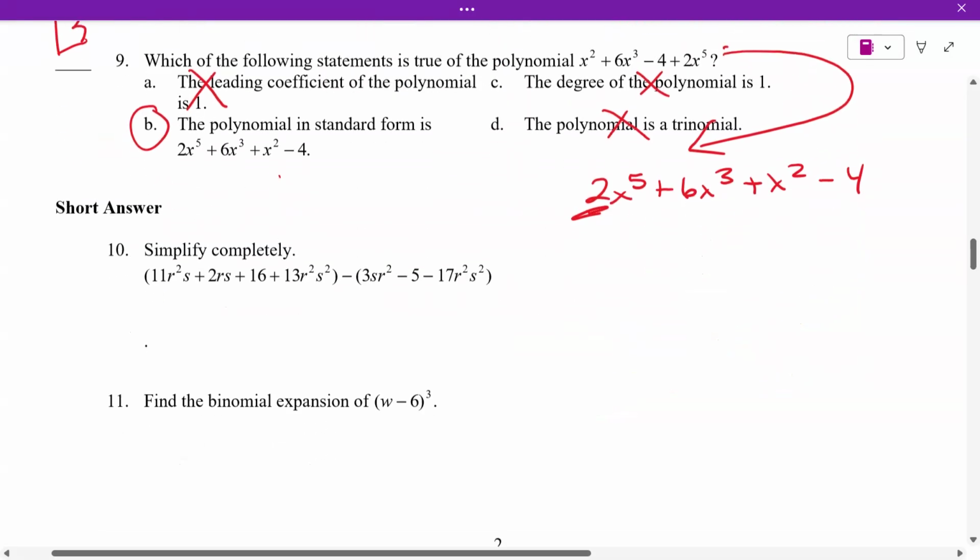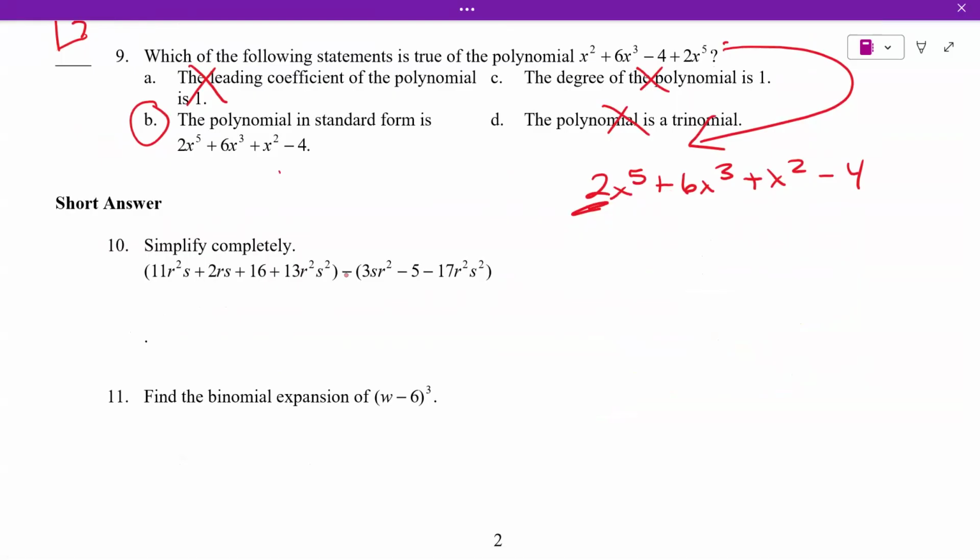All right, simplify completely. It's in a subtraction problem, so we just add it. So 11 r squared s. There's no r squared s's. Ooh, there is right here. There's an r squared s right there. So 11 minus 3 is 8 r squared s. S r squared is the same as r squared s. So we took care of those. Okay, 2rs. There's no other RS's here, so it's plus 2rs.